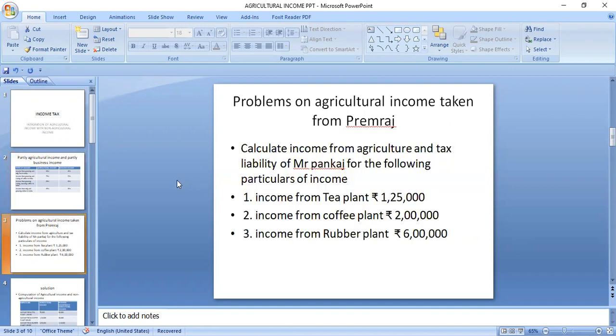Now let us explain how to do a problem. Suppose they give you income from tea plant, income from coffee plant, and income from rubber plant. Calculate income from agriculture and tax liability of Mr. Pankaj for the following particulars of income. They are given income from tea plant 1,25,000, income from coffee plant 2 lakhs, and income from rubber plant 6 lakhs. If these types of problems are given in a 5 marks question, you have to make a segregation: what is the percentage of business income and what is the percentage of agricultural income from coffee plant, tea plant, and rubber plant? So I segregated in the following way.